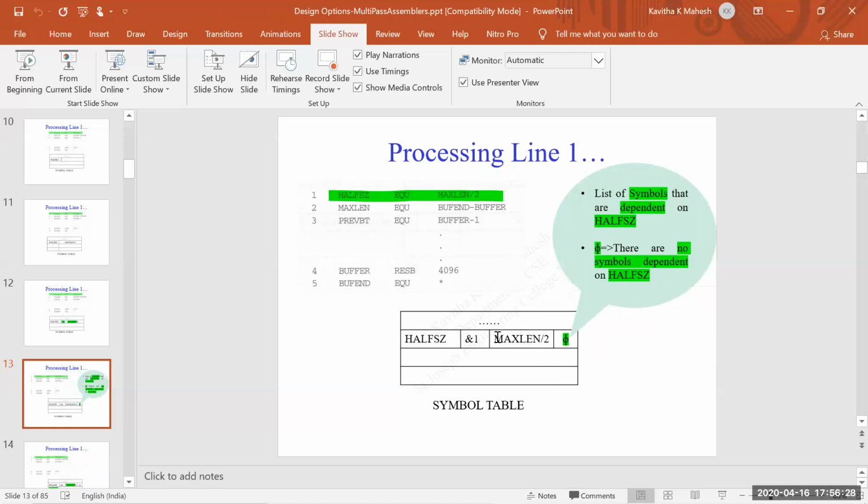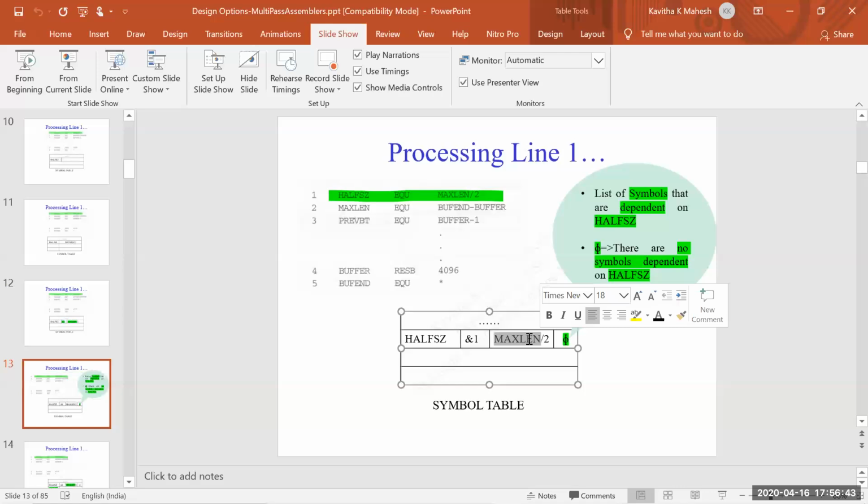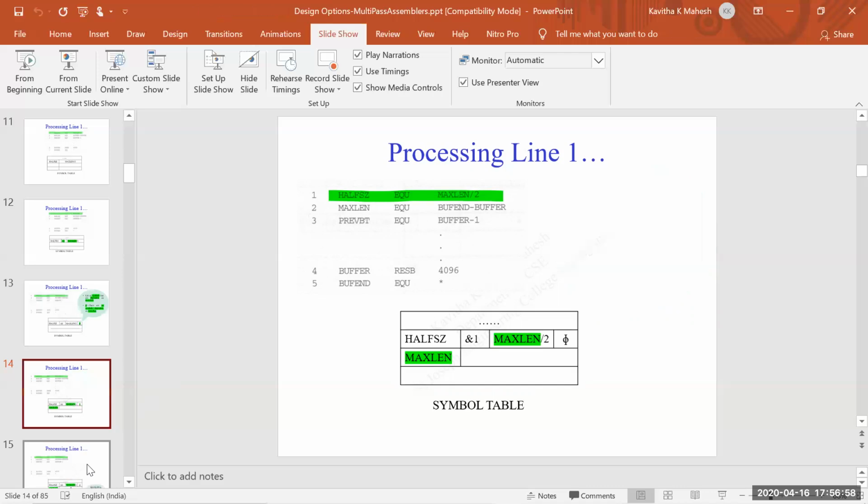But then one piece of information is left out here. Whenever you enter the expression that defines offset into the symbol table, if in the defining expression a symbol's value is unknown, we need to enter that symbol also into the symbol table and flag it as an undefined symbol. So maxlen also needs to be entered into the symbol table, and we have to flag it with the special symbol indicating that the value is unknown. I show it in the following slide. So we enter maxlen into the symbol table and we flag it as undefined.